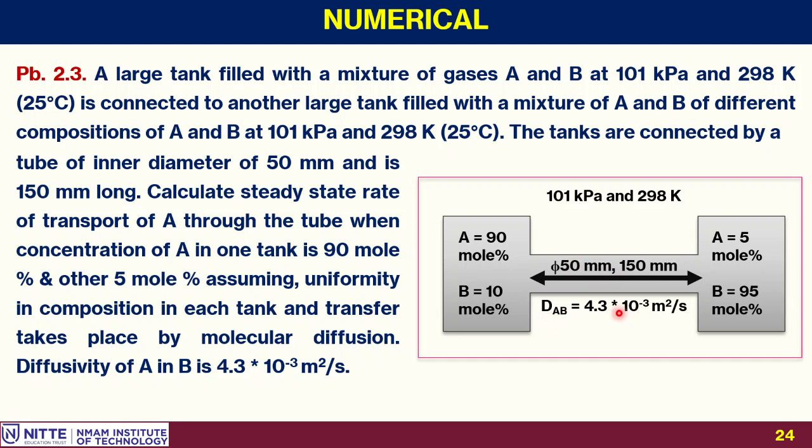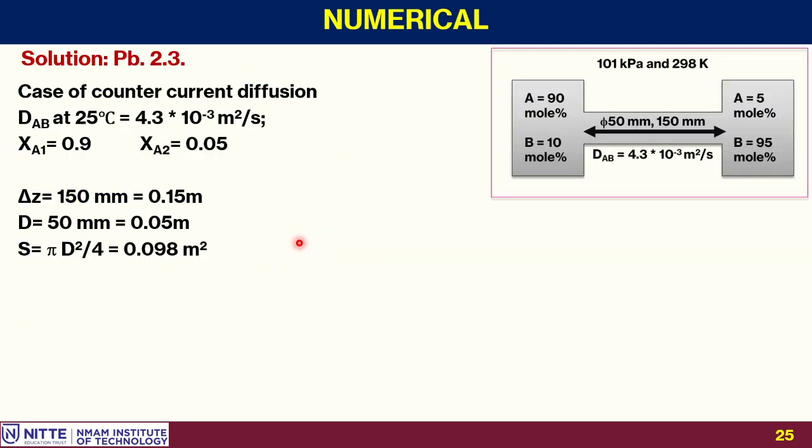The diffusivity of A to B is 4.3 × 10^-3 meter square. The entire system is at a constant pressure and temperature of 1 atmosphere and 298 Kelvin. You are expected to find the steady state rate of transport of A through the tube. That is, the molar flow rate you have to find out. So let us look at the problem, the data that is provided.